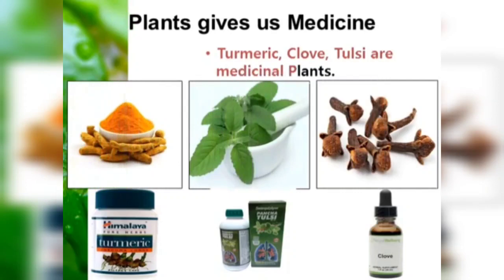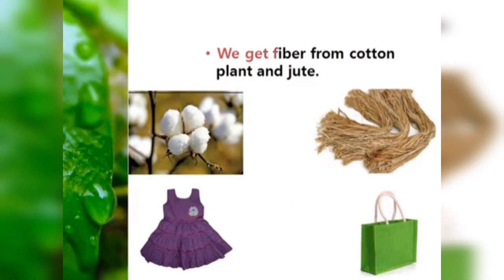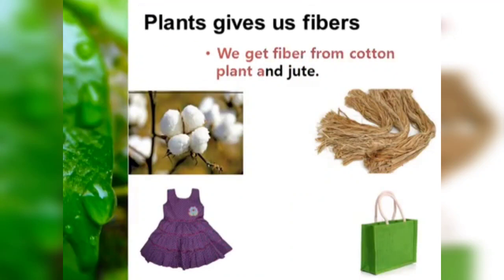Plants give us medicine. We get medicine from many plants. Plants such as neem, tulsi, clove and turmeric are used to make medicines. Plants give us fibers. We get fibers such as cotton and jute from plants. Cotton is used for making cotton clothes and jute is used for making jute bags.